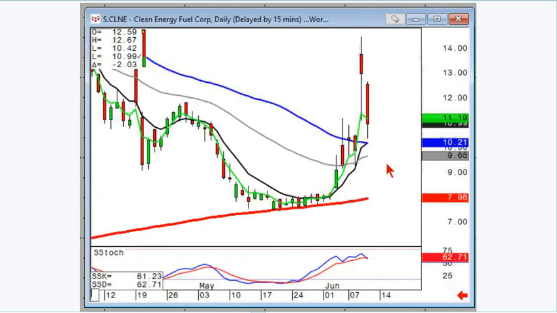Clean energy, kind of the same scenario. This one should have been closed out because they tried to take it back up. Here's a very simple observation. If they're taking it back up and not doing a good signal, if they open it lower the next day, close it immediately, because that tells you the bulls did not win that battle.